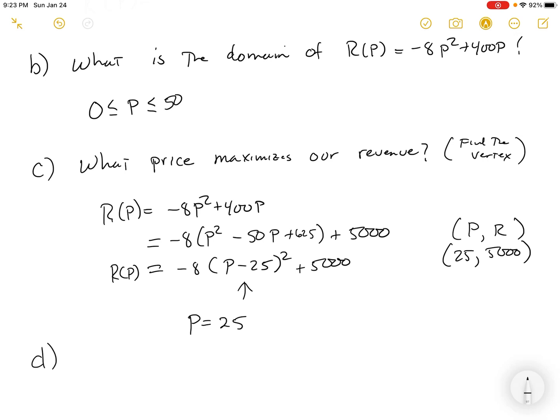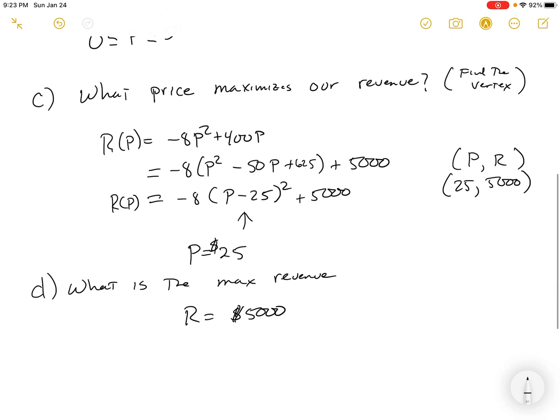Guess what D's going to ask? D's going to ask, what is the maximum revenue? Well, you don't have to do any more work. It's right in front of you. The max revenue is $5,000. That's the biggest revenue you're going to get out of this product.